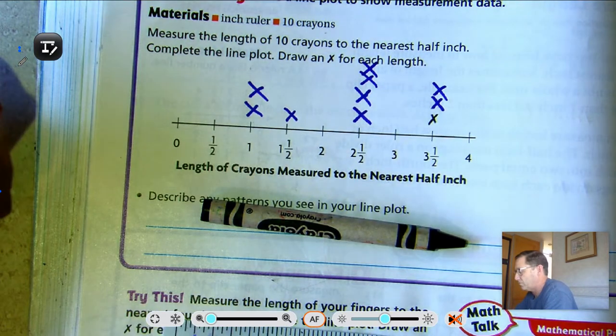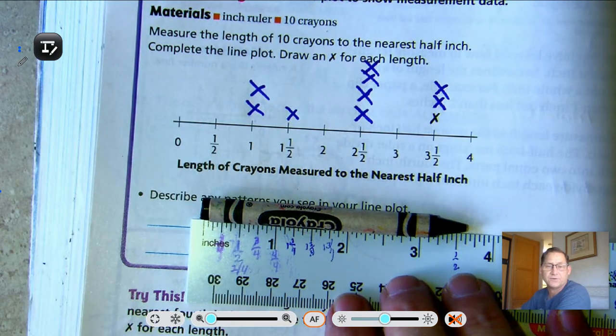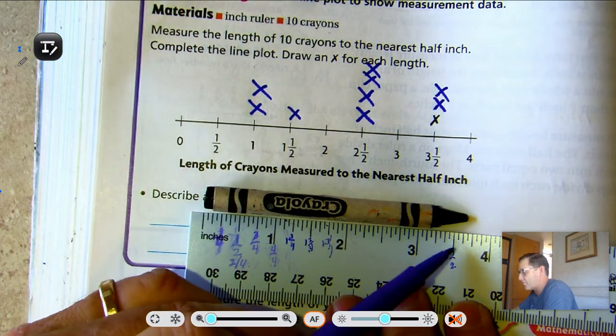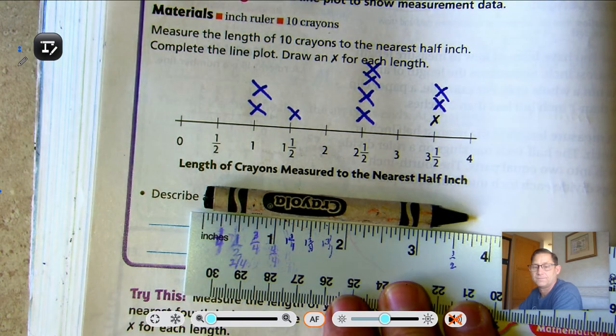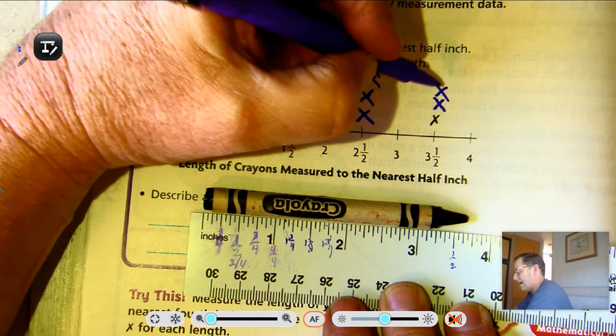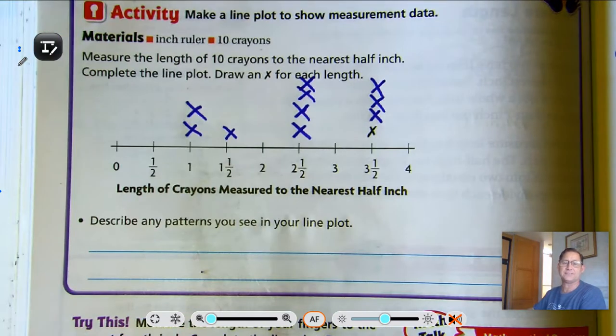All right, so 2, 4, 6, 8, 9. Okay, this is my 10th one. So I'll line that up with 0. And it's in between 3.5 and 4. But it's closer to 3.5. I only have to go back 2 marks on the ruler to get the 3.5. I'd have to go forward 1, 2, 3, 4, 5, 6 marks to get to 4. So 3.5. All right. So I've measured all 10 crayons.